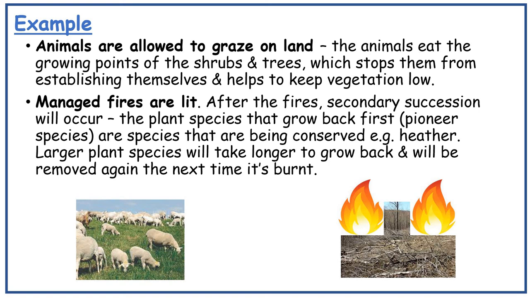Managed fires are also lit, and after the fires, secondary succession will occur. The plant species that grow back first, the pioneer species, are species that are being conserved, for example heather. Larger plant species will take longer to grow back and will be removed again the next time it's burnt.